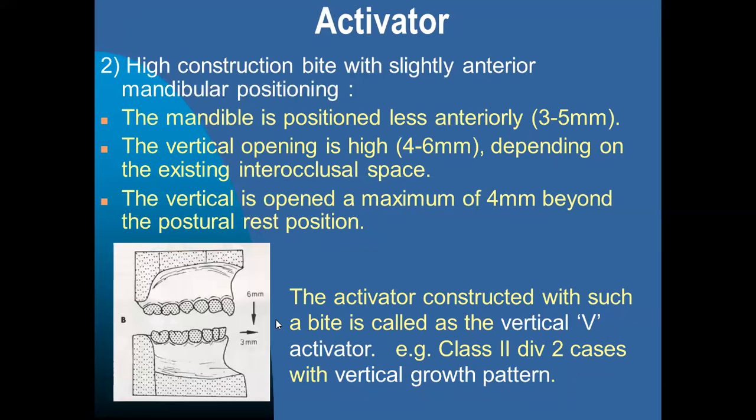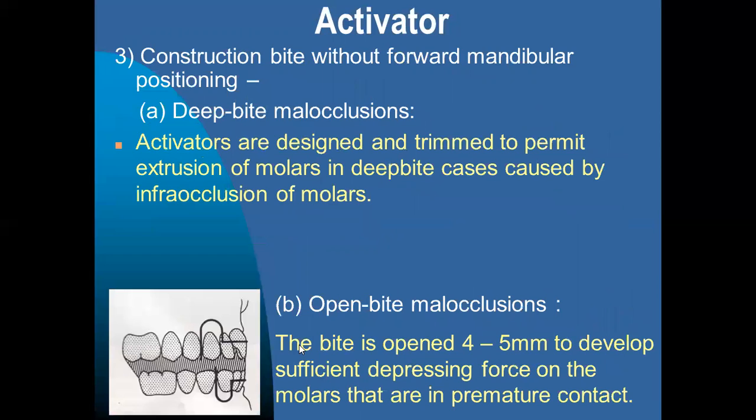The second one is the high construction bite with slightly anterior mandibular positioning. Here the mandible is positioned less anteriorly, so there is less of sagittal advancement and more of vertical opening, that's around 4 to 6 millimeter. Ideally, the vertical opening is around 4 millimeter beyond the postural resting position. The activator constructed in such a manner is called a vertical or a V activator, and it's usually given in class 2 division 2 cases with a vertical growth pattern.